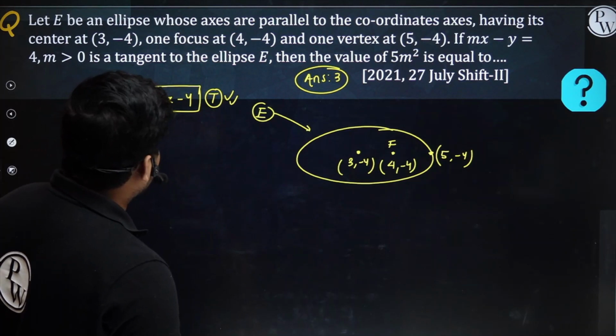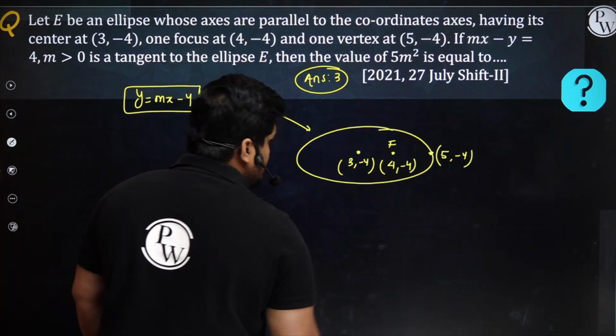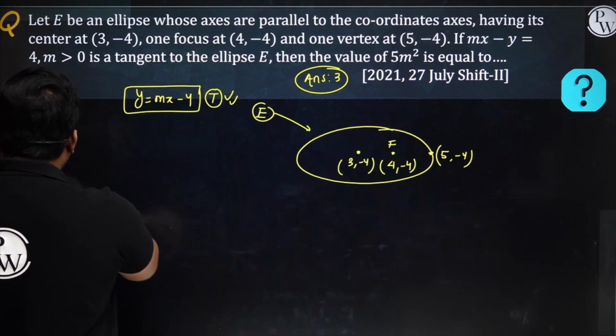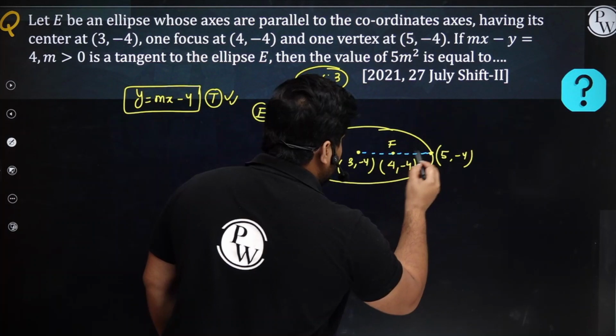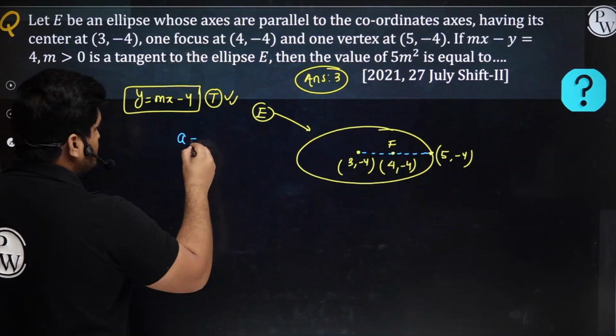So can we write the equation of this ellipse? What is the equation of this ellipse, guys? You see, center is 3, minus 4. We need to find out A and B. Right? So what is A distance? This A is 5 minus 3, 2. Distance A is 2 here.